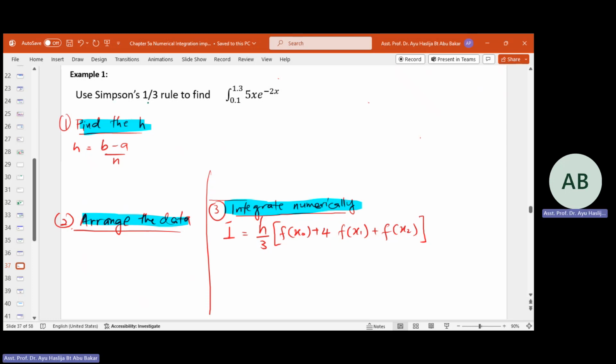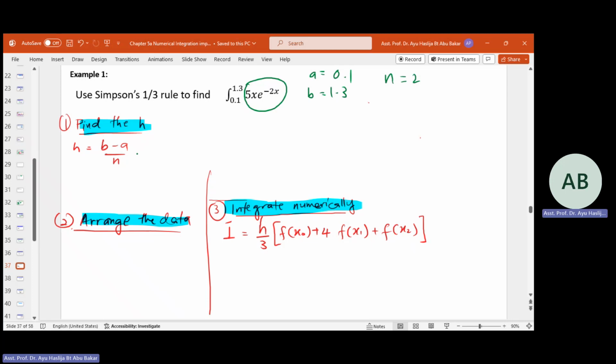Now, to make you understand further, we try this example. It asks you to use Simpson 1/3 to find this integration. This is the given function. So your A is 0.1, B is 1.3. So this is the only range. Simpson 1/3 rule, single application. So single application means n equals to 2. It doesn't give you the n. If the question doesn't give you the n, you can assume a single application, which n equals to 2.